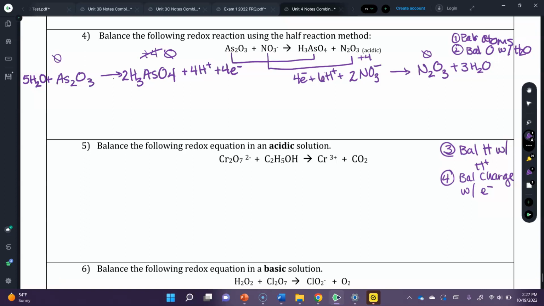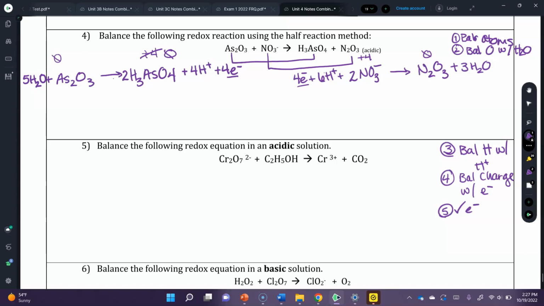So my next step is to check to see if my electrons are equal but on opposite sides of the reaction. So I'm going to check my electrons. If they are not equal, I'm going to multiply both reactions, all of the species in both half reactions, by a specific coefficient. It could be 2, it could be 7, whatever it is, to make those electrons equal.